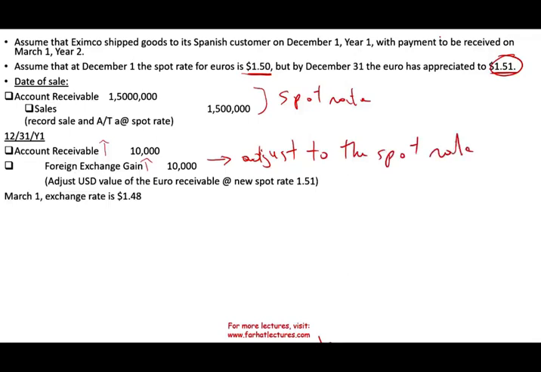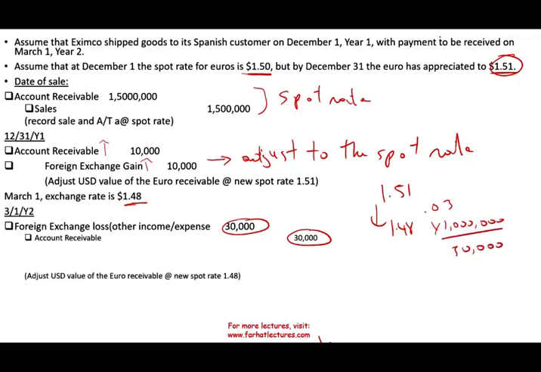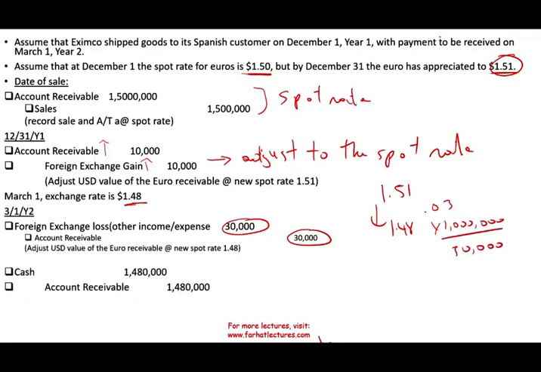Now, March 1st, the exchange rate is $1.48. Well, when we receive the foreign currency, it went from $1.51 to $1.48. Not good. So we experience a $30,000 loss on the foreign currency because it went down by 3 pennies times a million. That's a $30,000 loss. So we write down the receivable and we book a loss.